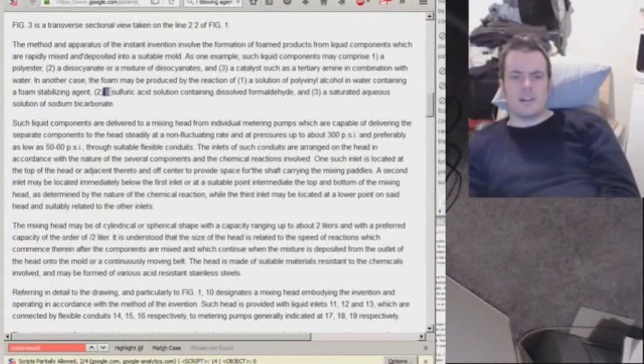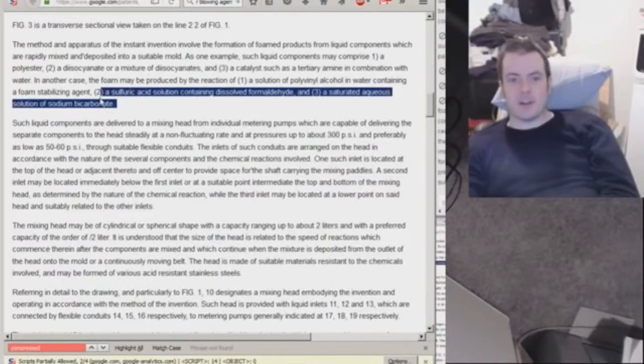Check this out. Sulfuric acid could be considered vinegar. Saturated aqueous solution of sodium bicarbonate. Sodium bicarbonate is baking soda. So basically baking soda and vinegar combined with polyvinyl alcohol. Okay, that's for foam stabilizing. I really don't know what to make of that.